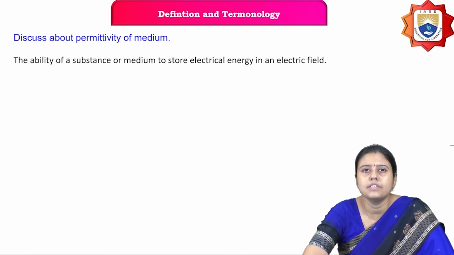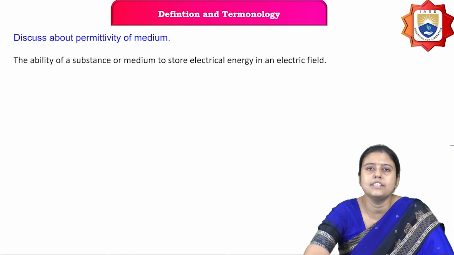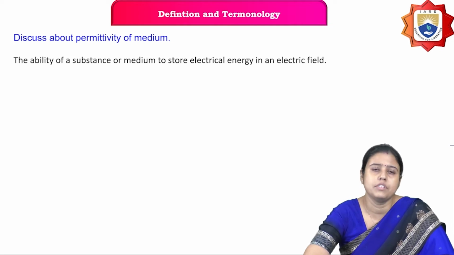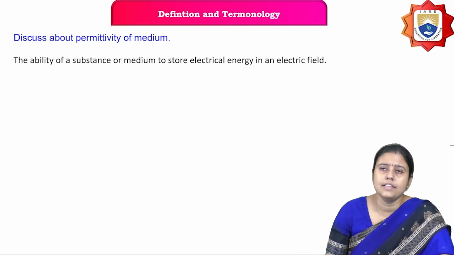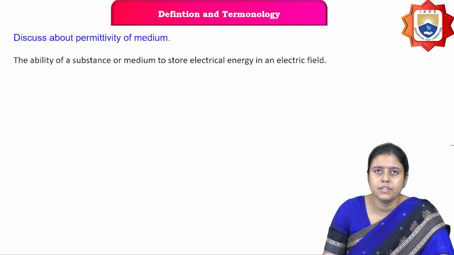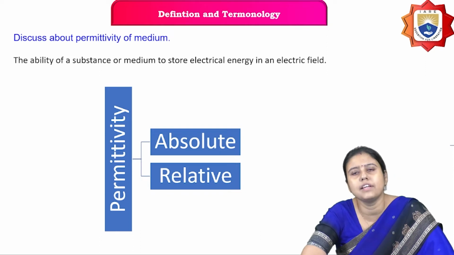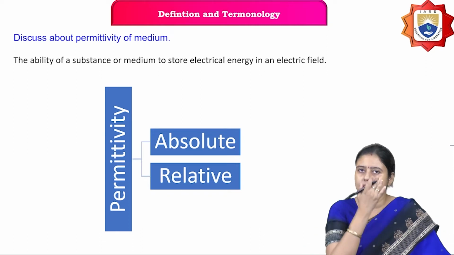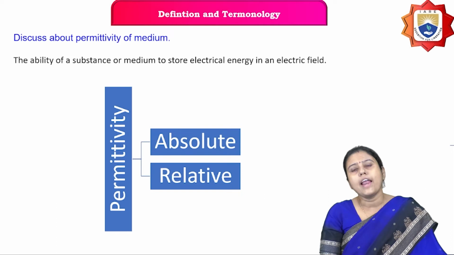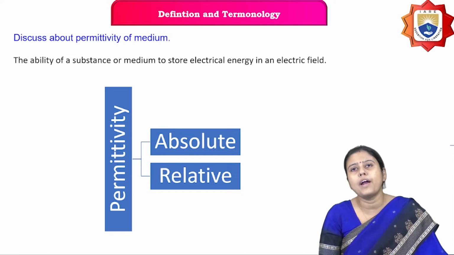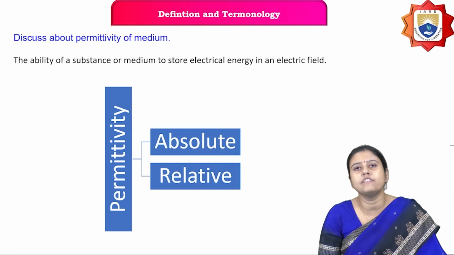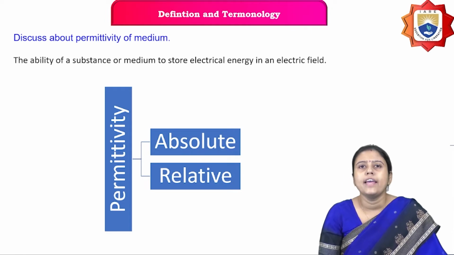Actually, in the capacitor, in the dielectric, energy is stored, and in the resistor, energy is dissipated. So the ability of a medium or substance to store electrical energy is known as the permittivity of the medium. Permittivity is basically of two types. One is known as the absolute permittivity, and another one is known as the relative permittivity. Absolute permittivity means the permittivity of the vacuum or air.